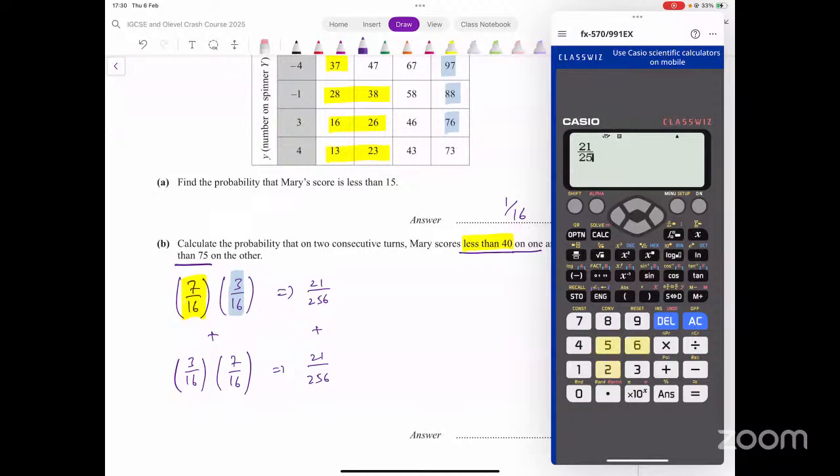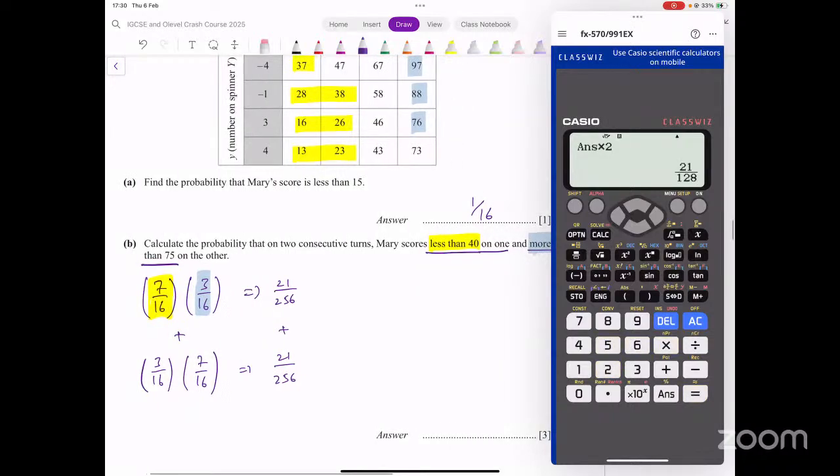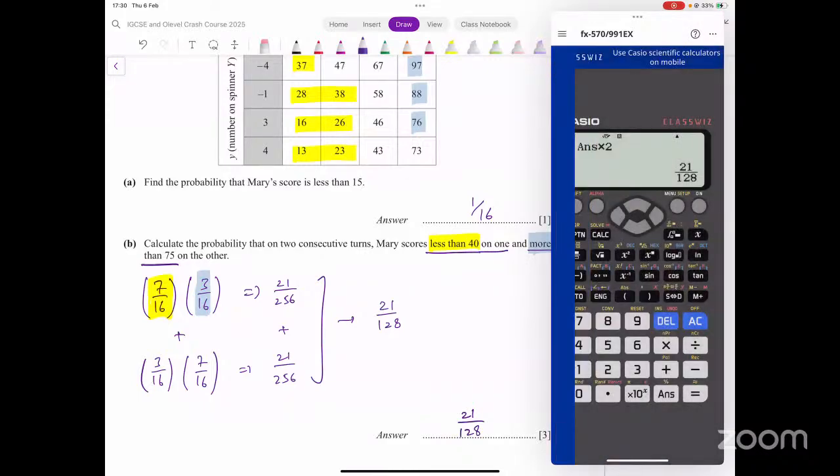21 over 256 times 2. That's 21 over 128. And that's what we were looking for. 21 over 128. That's the probability that we get here.